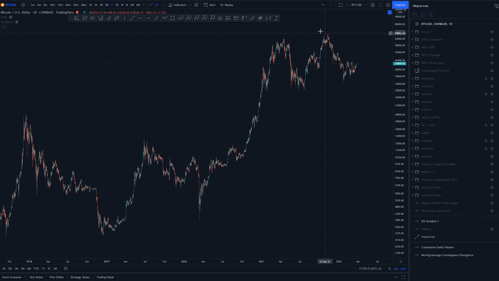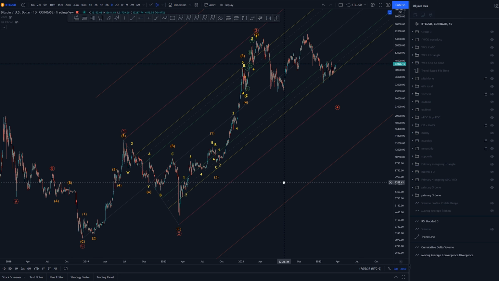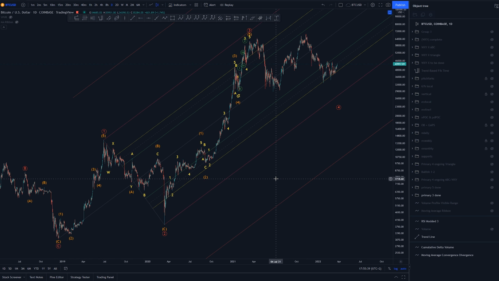But I think it is important to see the bigger picture here, what is happening since around the low of December 2018, and also the 2020 March crash, and after that what is going on. So last time I think we left off somewhere around these ballparks.